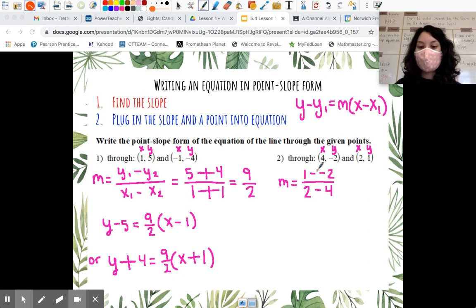The double negatives up top turn into a plus. That's going to give me a sum of 3 in the numerator. And I've got a difference of negative 2 in the denominator. So my slope is negative 3/2. It doesn't reduce, so I'm going to leave it as is.